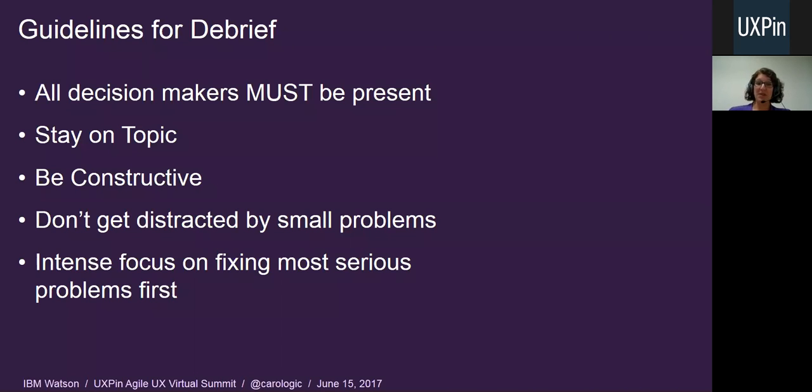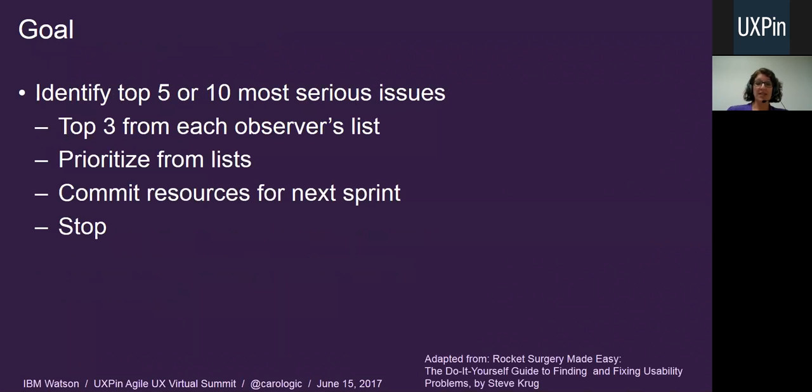You have to stay on topic and be constructive, and don't let people get distracted by small problems. So if there is a font oddity or people didn't like the color or something, don't let that distract you. Make sure you have an intense focus on fixing the most serious problems first. The goal in these sessions, and again, this is from Steve Krug's book, is to identify the top 5 or 10 most serious issues. The top 3 from each observer's list, ideally they come with a list of the 3 things that they observe that they feel are really, really important, and then you can prioritize from those lists.